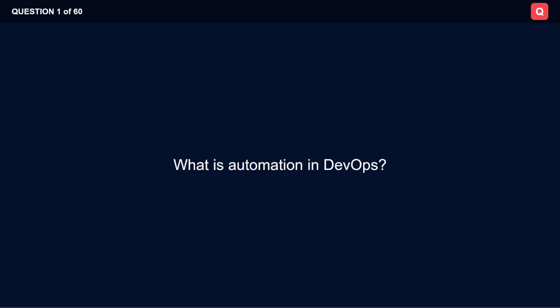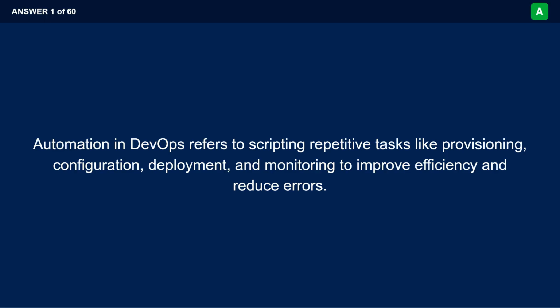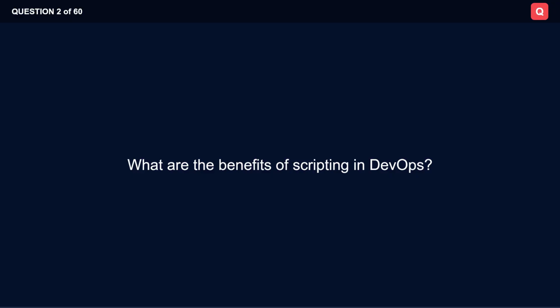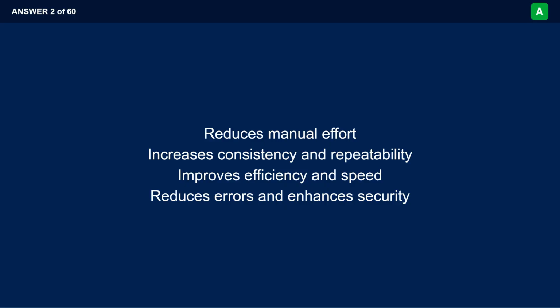What is automation in DevOps? Automation in DevOps refers to scripting repetitive tasks like provisioning, configuration, deployment, and monitoring to improve efficiency and reduce errors. What are the benefits of scripting in DevOps? Reduces manual effort, increases consistency and repeatability, improves efficiency and speed, reduces errors, and enhances security.